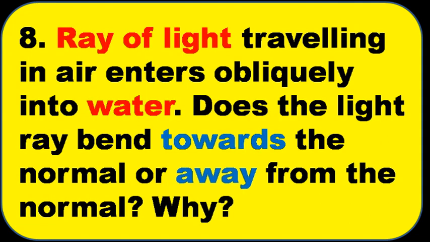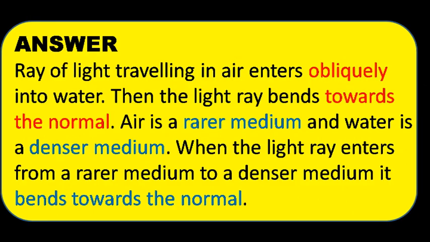A ray of light traveling in air enters obliquely into water. Thus, the light ray bends towards the normal or away from the normal. Why? Ray of light traveling in air enters obliquely into water, and then the light ray bends towards the normal. Air is rarer medium and water is denser medium. When light ray enters from a rarer medium to a denser medium, it bends towards the normal.